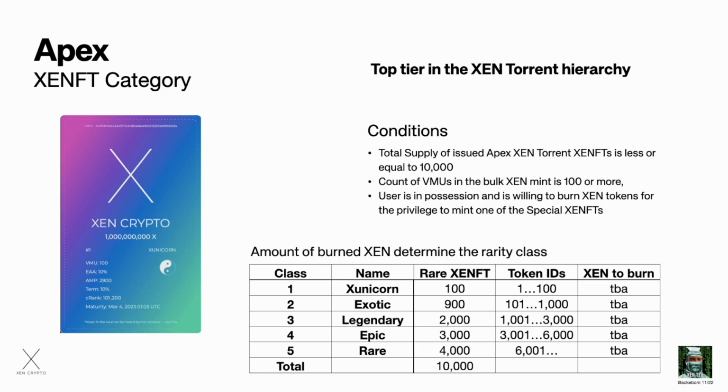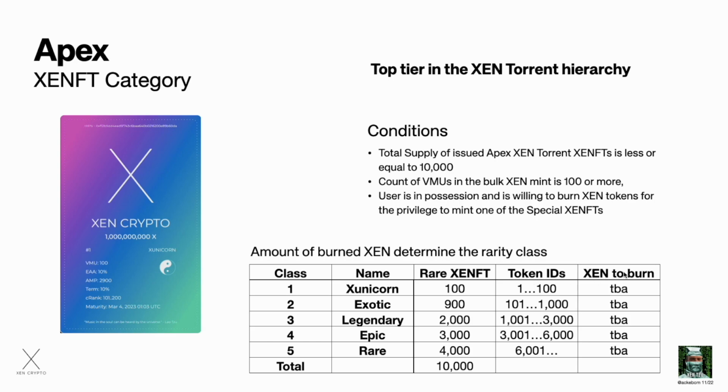First off, we have Apex, which is the top tier in the Xen Torrent hierarchy. There's only ever going to be 10,000 of these possible to issue, and in order to get one you have to choose 100 VMUs or more. You can choose whatever term date you want, but you also have to be willing to burn Xen, and the amount of Xen you need to burn is determined by the class. It hasn't been decided exactly how much Xen you need to burn, and it will of course differ depending on which chain you're on.